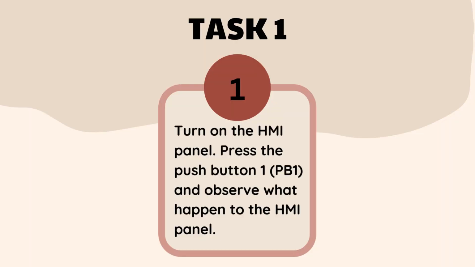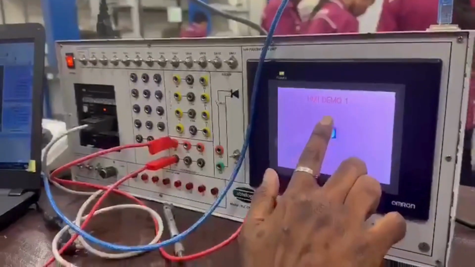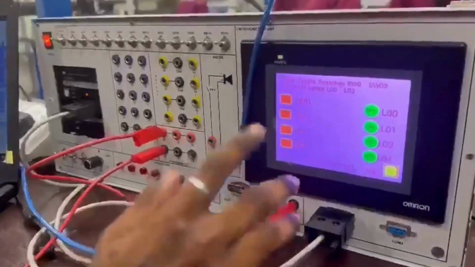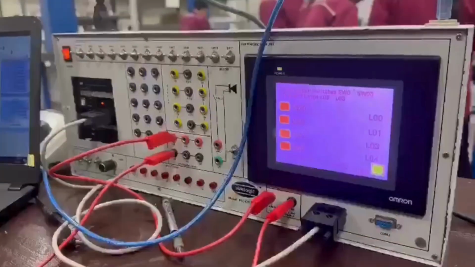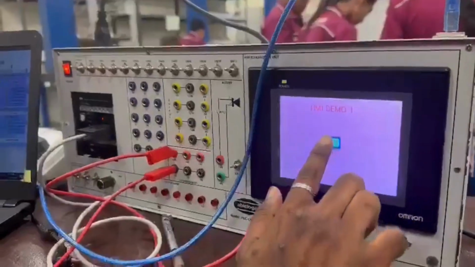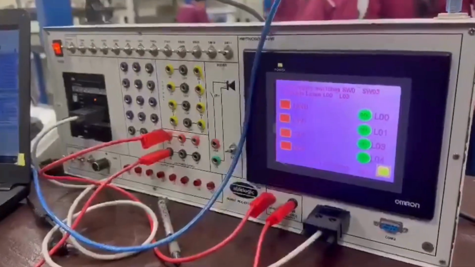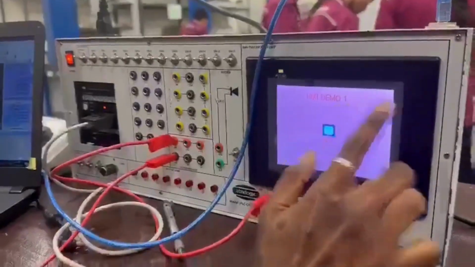Now we will move to the task. For task 1, turn on the HMI panel, press push button 1, PB1, and observe what happens to the HMI panel. When we press push button PB1 at the HMI panel, it will change from frame 10 to frame 11.